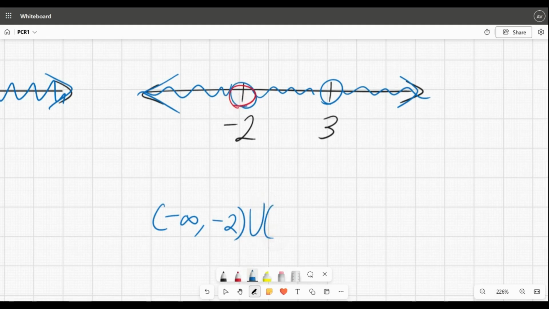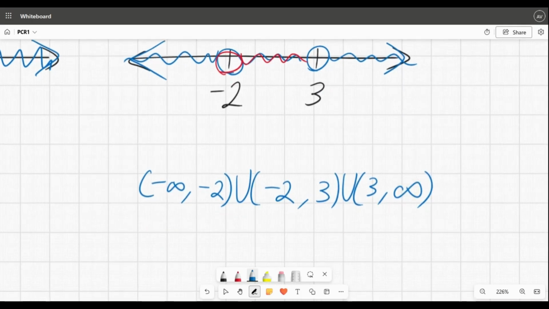Then we union, open circle again, because we have to include this middle region now. Start at -2, but exclude it. We go to 3, exclude it, union, start at 3, then go to positive infinity, and exclude that. With inequalities, it would be really annoying.